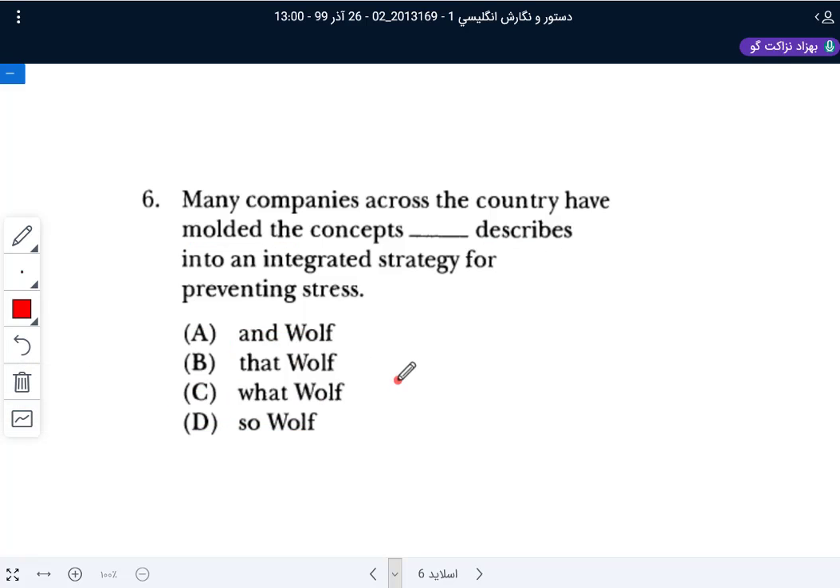How about choice C? What is wrong with choice C? Well, we need a relative pronoun here because this is a non-clause marker. This is not a relative pronoun. That is why it is not a good choice. As you said, this makes a non-clause rather than an adjectival clause. Here we have the noun, so we need an adjectival clause to modify this noun.